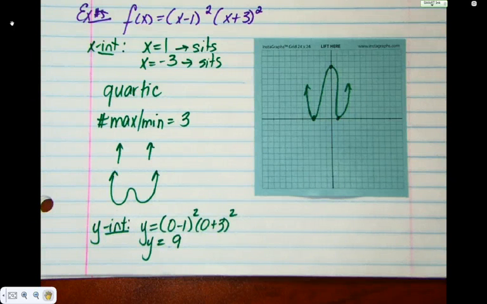These aren't bad, eh? Compared to rational graphs, these are fairly easy.